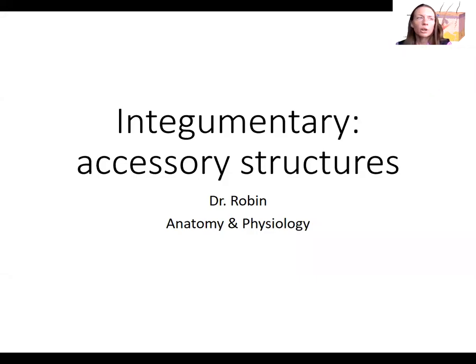Want to do a brief video on some of the accessory structures of the integumentary system. This is all the extra stuff. Sometimes they're called appendages. I'm not going to go into detail on any of them except for the glands, and I actually have a separate video on glands, although I will introduce them here. So some of the accessory structures are things like hair, touch receptors, and the glands. Nails are also a part of the integumentary system that I will not be talking about.